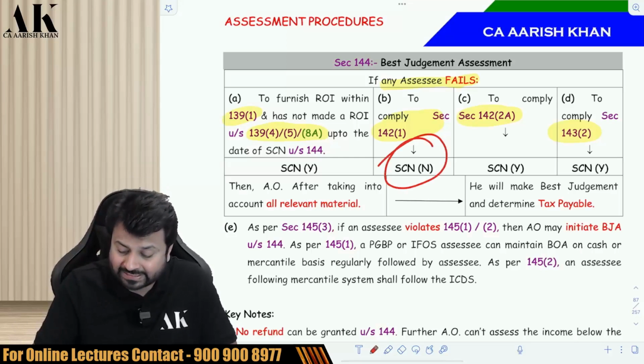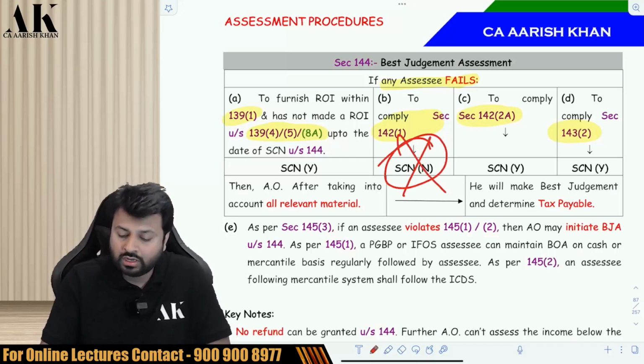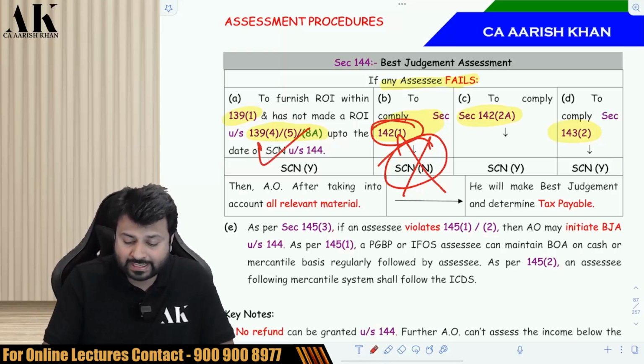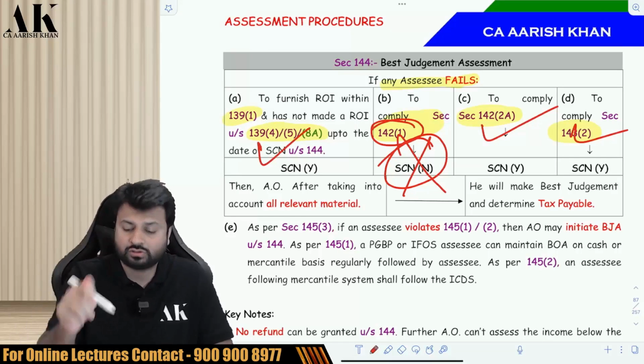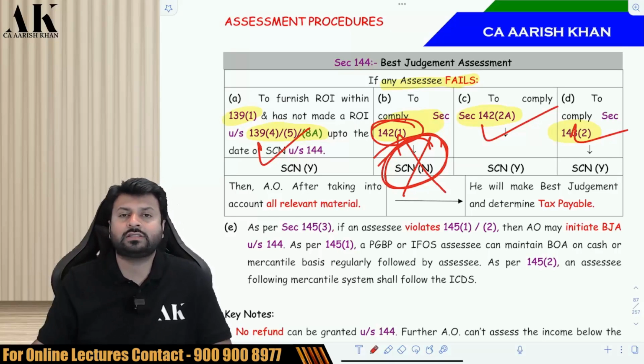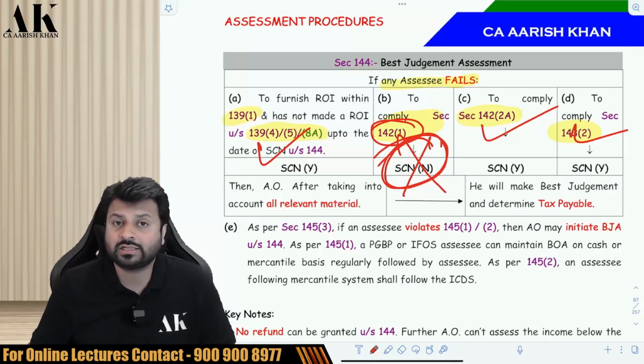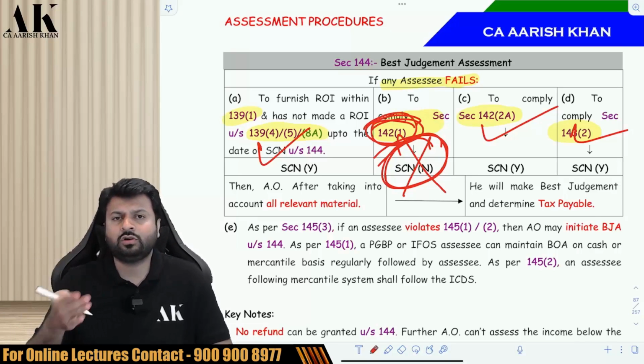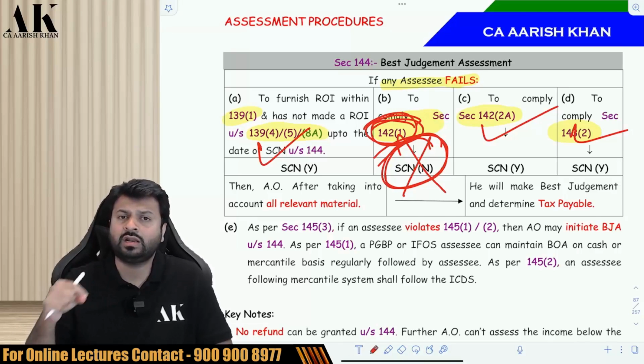In this case, he will send you a show cause notice. But in the second case, where he is already sending you a 142(1) notice and you are not replying, he will not even send you a show cause notice, and he will do the assessment without issuing a show cause notice. He will just send you a 142(1) notice, and if you do not reply to that notice, he has the power to do what? To do best judgment assessment against you without issuing a show cause notice.